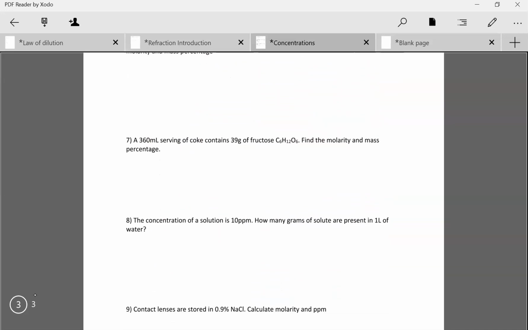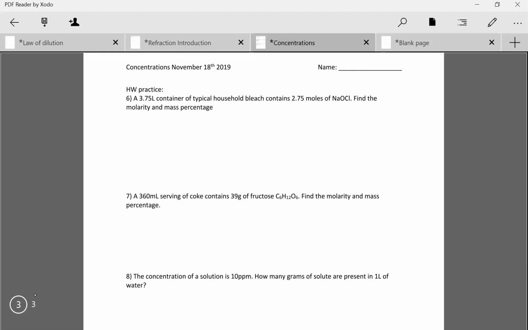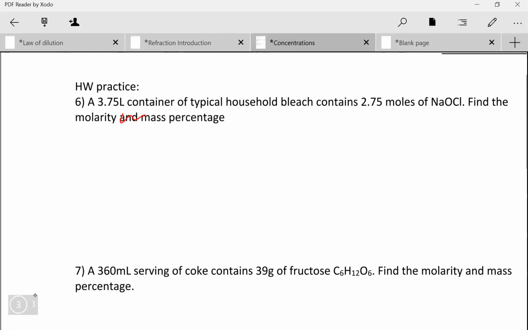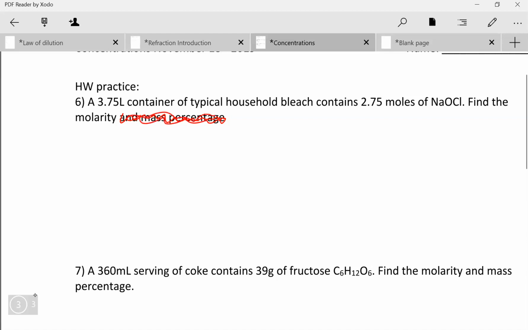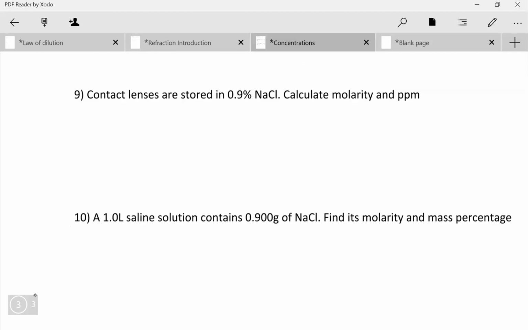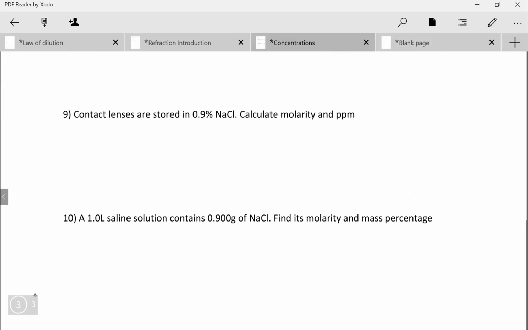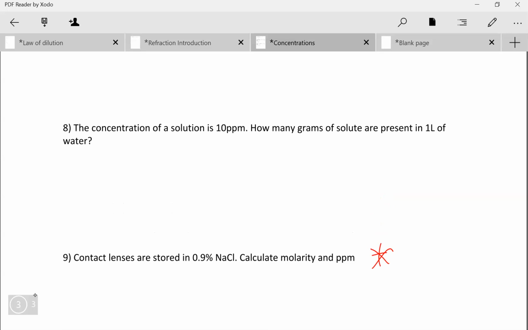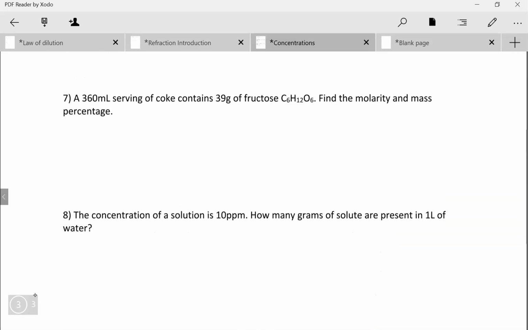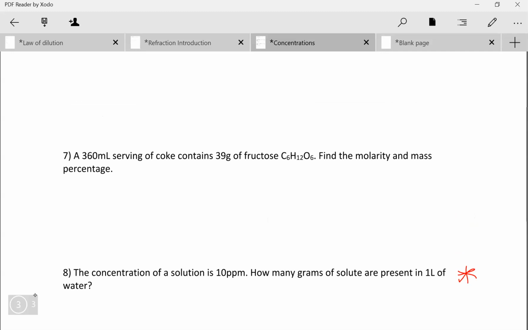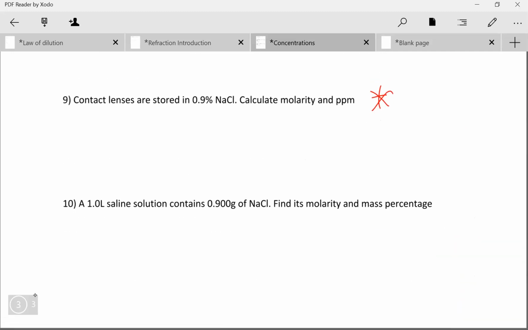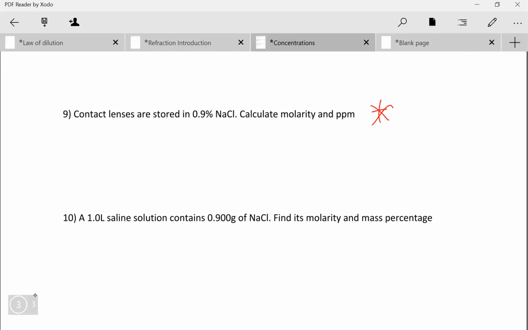I think you can try these on your own, and you'll just cancel off the mass percentage from this question. Question 6, there's no mass percentage. Everything else you should be fine doing. This is, again, a star question, it's kind of difficult. You can do these ones. This is a star question, kind of difficult, won't be on a test. Everything else is very similar to what we have done, so you can go ahead and try those for homework on your own. I'll see everybody in class.